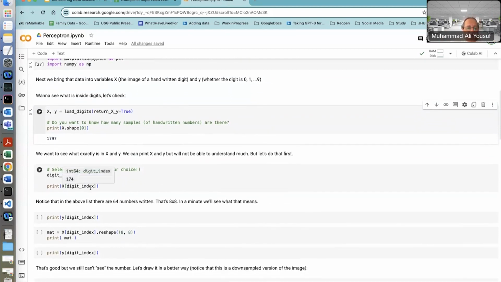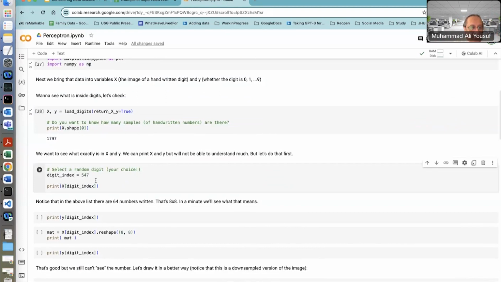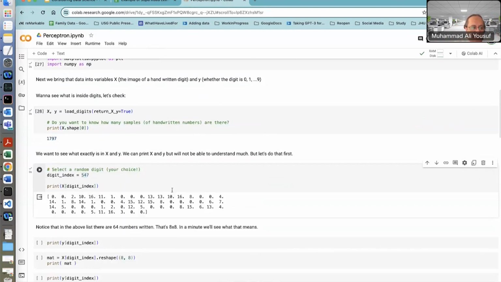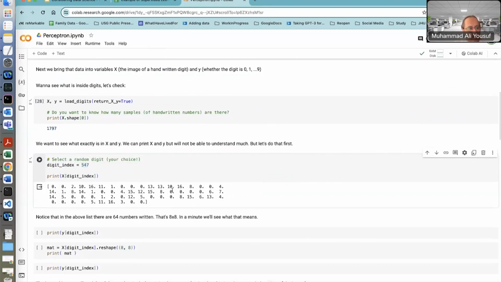I want to see what it is because, okay, it is this many, but what is there? I enjoy seeing things. So I run this and I take one random number because there are 1797. I say, let's say 547 and show me what exactly it is. And it gives me a very hopeless result. It says 547 is these numbers. And I say, well, okay, those numbers don't tell me much. I was hoping to see an image of some kind.